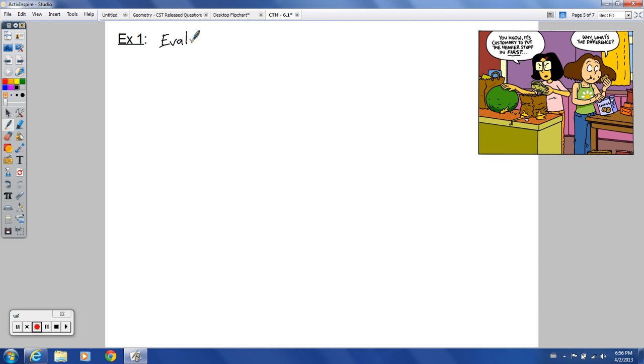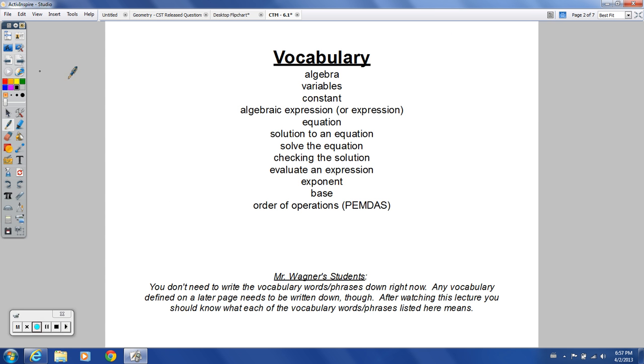So I want you to evaluate the expression below for x equals 5. And before I move on, seeing that word evaluate just made me think of coming back to the vocabulary again.